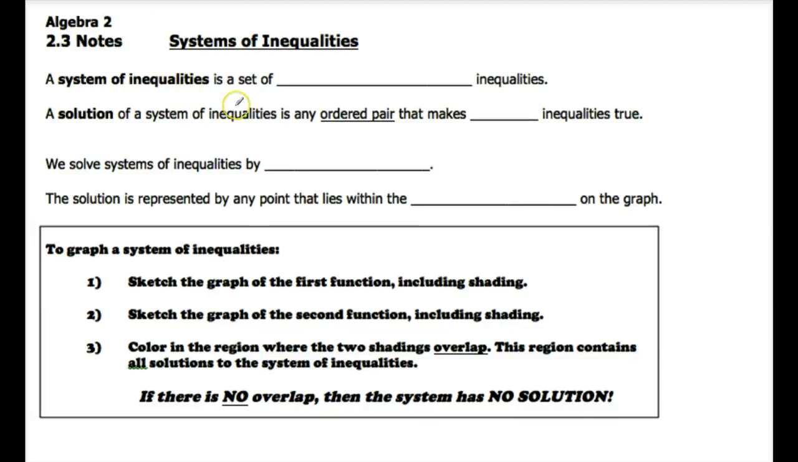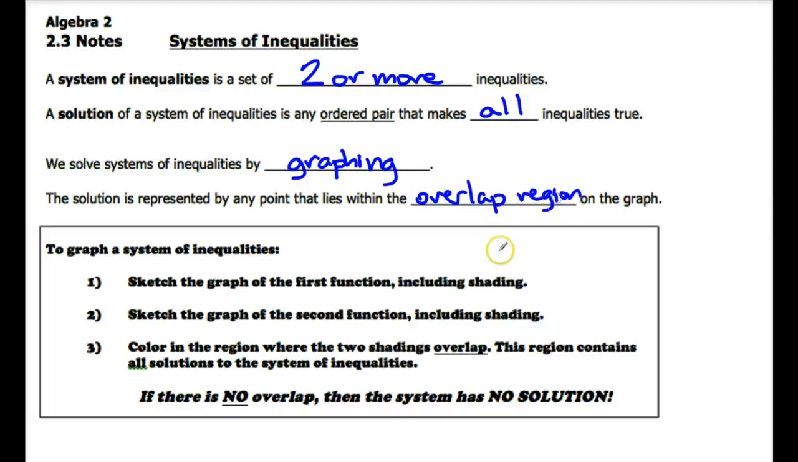Just to review, a system of inequalities, just like a system of equations, is just two or more inequalities put together. And the solution of a system of inequalities is any ordered pair that makes all of your inequalities true. If you remember from last year, we solve all of our inequality systems by graphing. So we don't do elimination or substitution for inequalities, we just graph those. And we find our solutions by shading, and any point that is in the shaded region or the overlap region when we have a system would be a solution on our graph. So any point in the overlap region can be a solution on our graph.